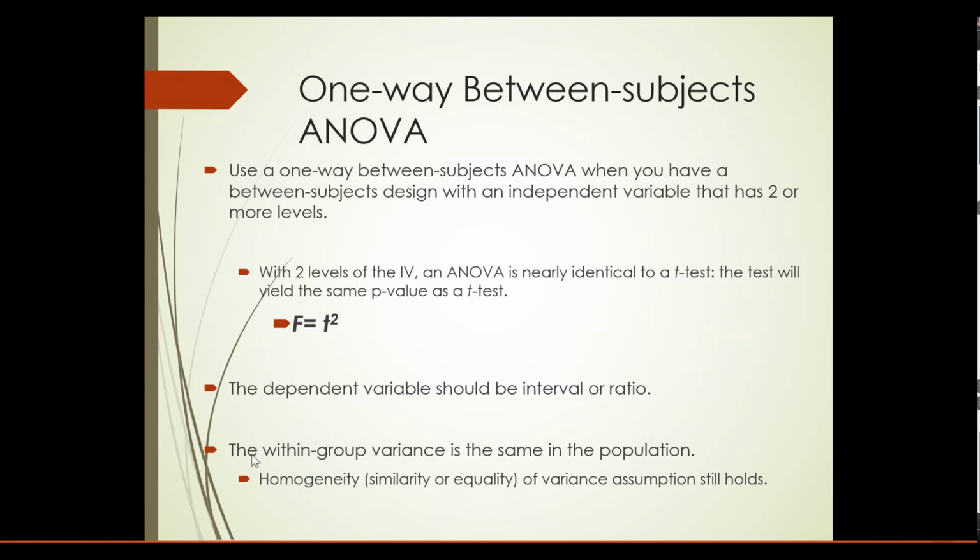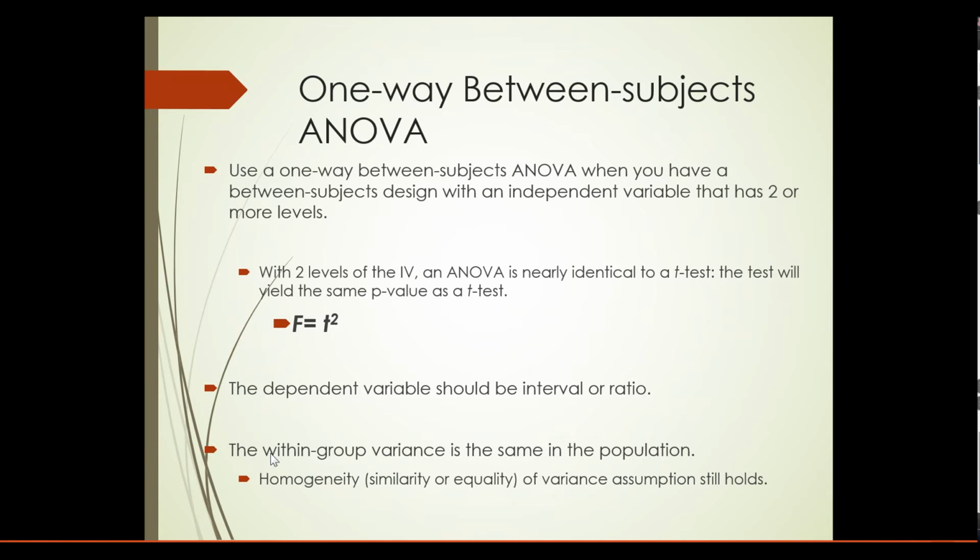We also continue to have the assumption that the within group variance is the same across the levels of the independent variable in their respective populations. So basically, we maintain the homogeneity of variance assumption, or the similarity or equality of variance assumption. We're assuming for the ANOVA, because we're creating an error term, that the error in each group or condition is the same, or at least reasonably similar. So let's say there's three groups: the variance in group A, the variance in group B, and the variance in group C should be reasonably similar in our samples, and we're actually assuming that they're the same in the population.